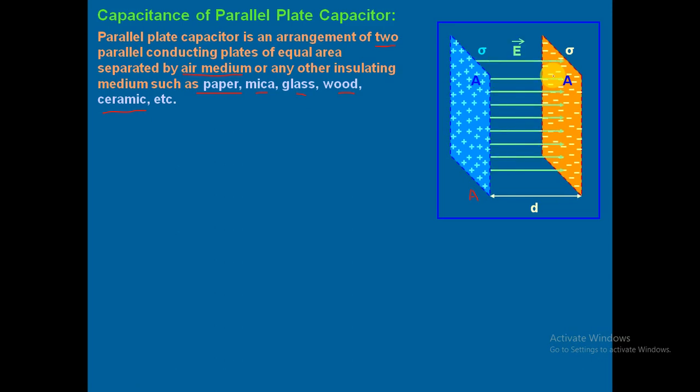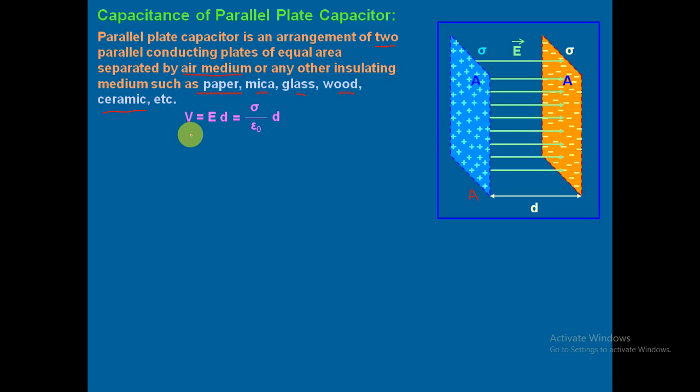The electric field between the two plates, that we have discussed in the last lecture, is uniform, and it is sigma by epsilon naught. You see its value is independent of the distance of the point of observation, and its direction is also the same. So we can say that a uniform electric field exists between the two plates of the capacitor.